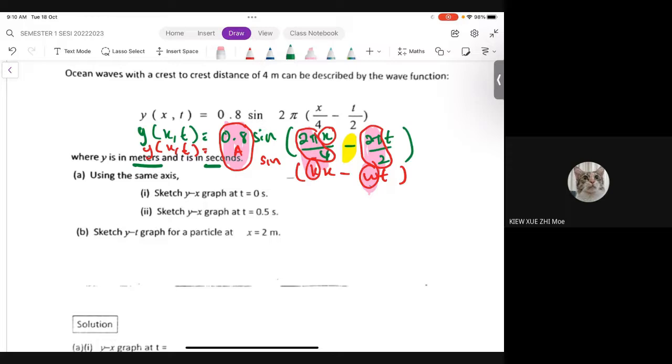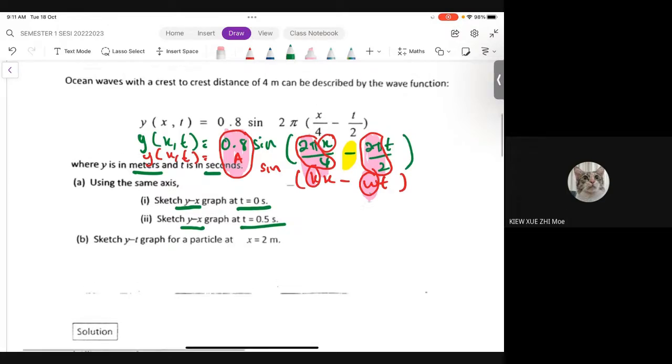Okay, so the question asks you use the same axis. Okay, you kena guna axis yang sama tapi dalam solution I ni I buat axis berbeza lah. Nanti kita buat last kali baru kita buat same axis. Okay, they ask you to sketch graph y against x and also y against t. So what's the difference between 1 and 2? The number 1, they ask you to sketch when t adalah 0. The second one when t is 0.5. So meaning they are different time.